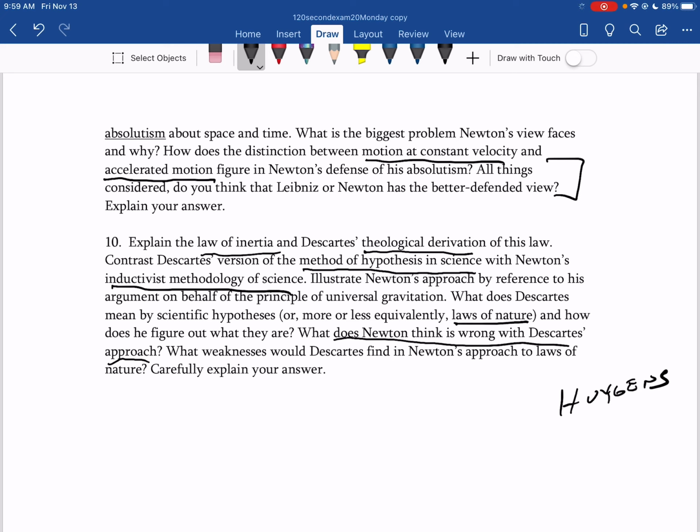What weaknesses would Descartes find in Newton's approach? He thinks you can't ground Newton's laws on the kind of bedrock certainties that we need. Descartes would have loved Hume's skepticism about induction as a way of resisting Newton's inductivist approach, though Hume thought he was supporting Newton's inductivist approach. That's some interesting stuff, but it's not part of this question.